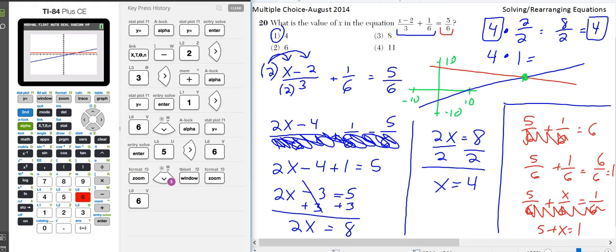If we go to second trace, you'll see that over the trace there's a little word, calc. When we press the second button, the blue button, we're really activating the words in blue, so we're in the calc menu now. In the calc menu, let's scroll down to 5, intersect. Press enter. Now the calculator will tell us where they intersect.